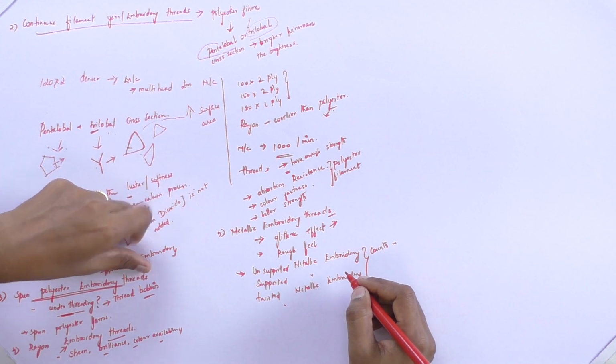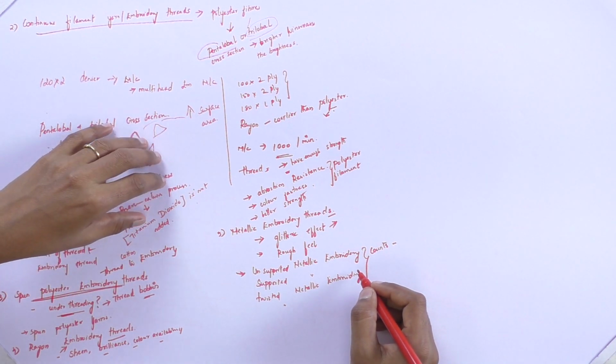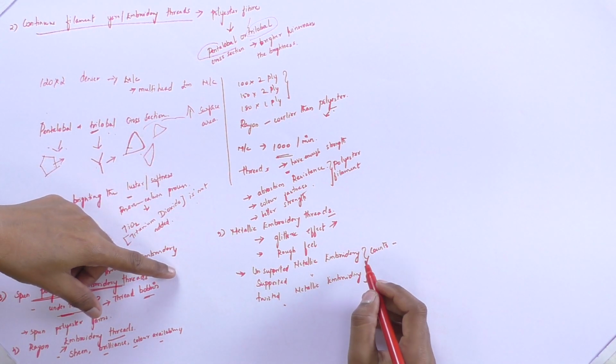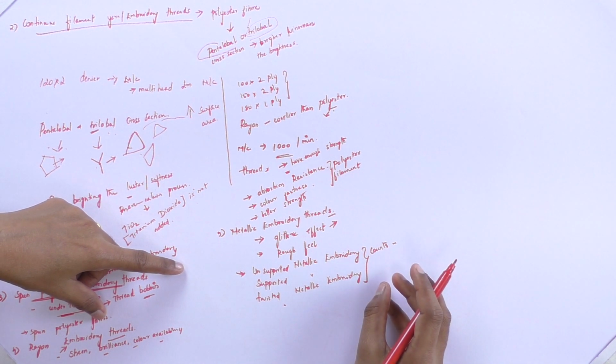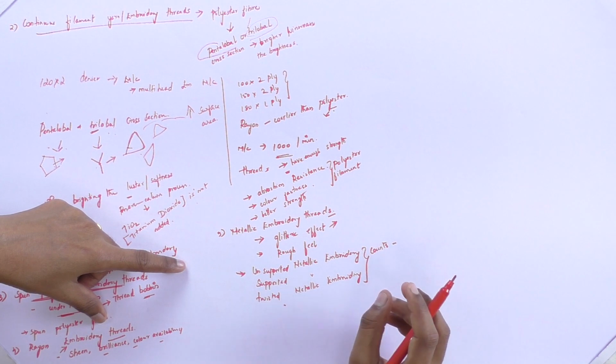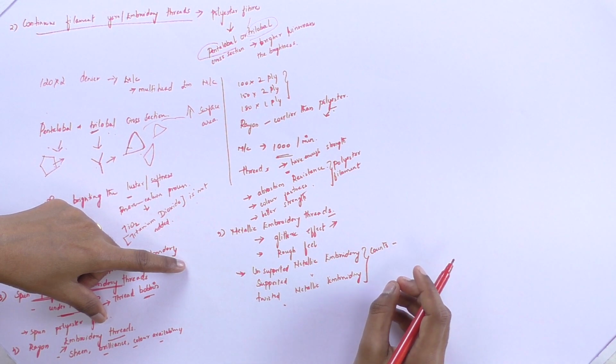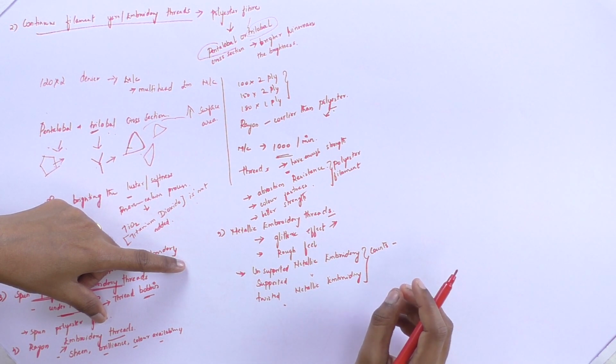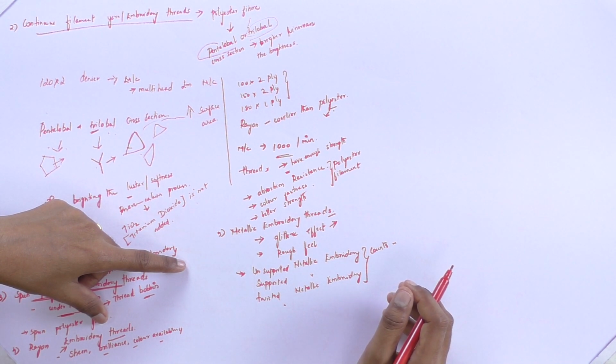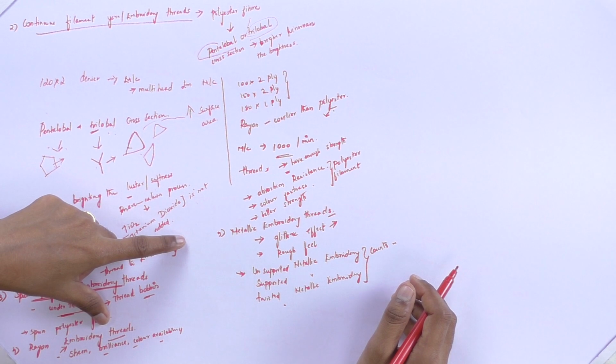These are the five types of embroidery threads. I will recall the five. First is cotton embroidery threads, and second is continuous filament embroidery thread. Third is spun polyester embroidery threads. Fourth is rayon embroidery threads. Fifth is metallic embroidery threads.